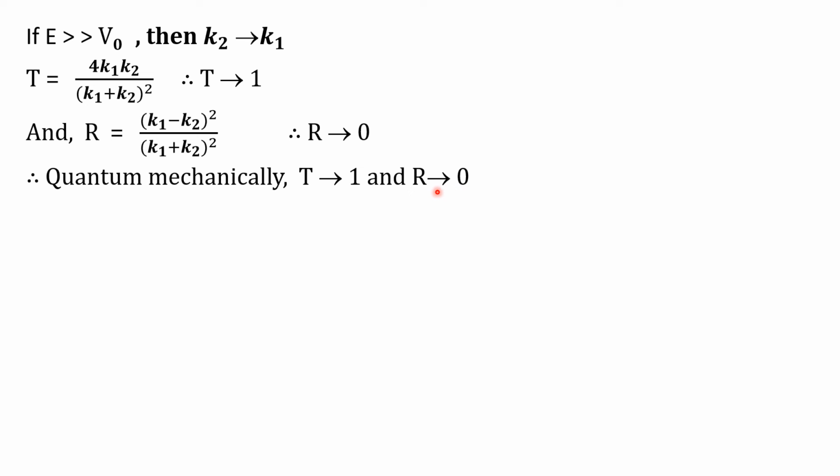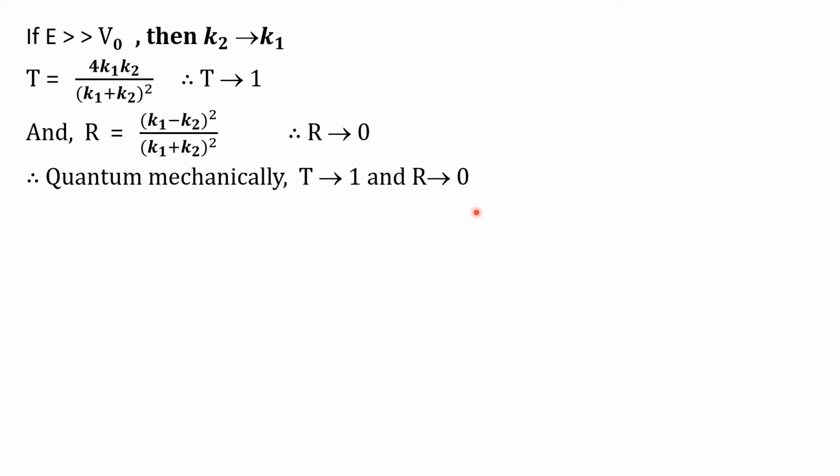Classically we say that T is 1 and R is 0. Here we say that in region 2, when the particle enters region 2, there is some loss of kinetic energy. If the energy is lost in region 2, we say that some energy is spent in overcoming the potential barrier at x equal to 0.